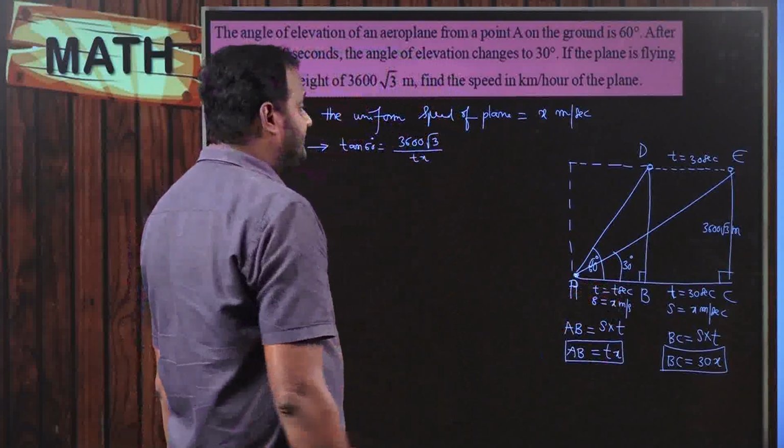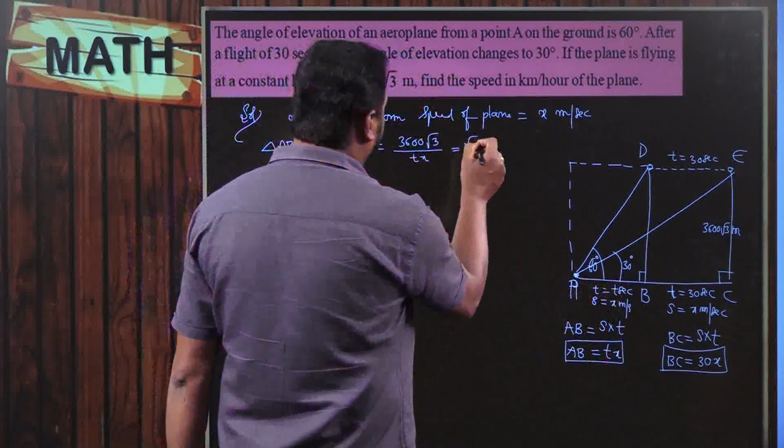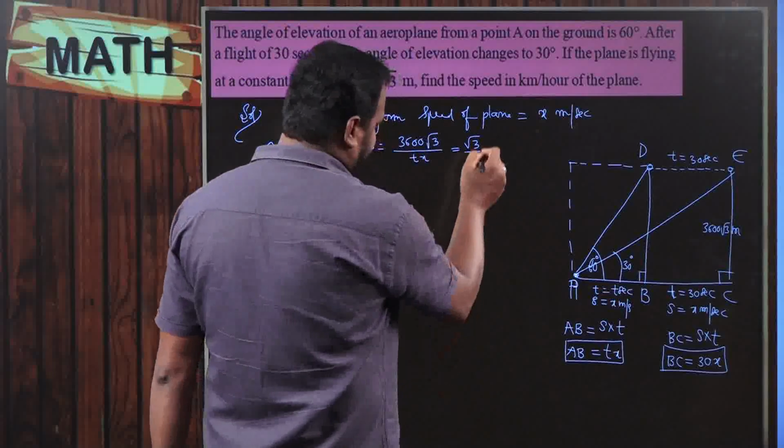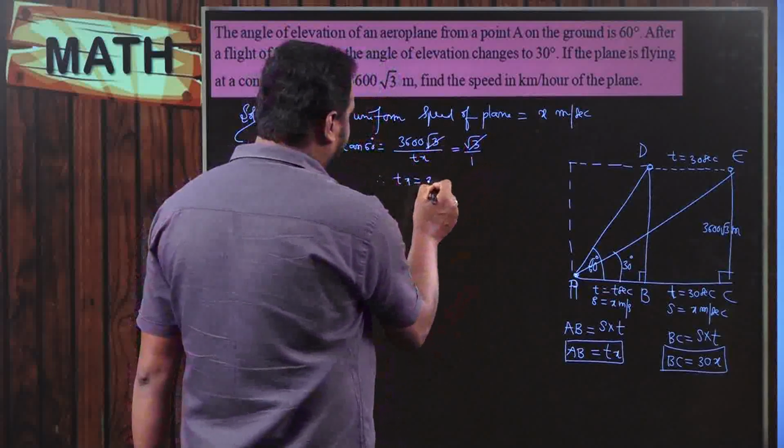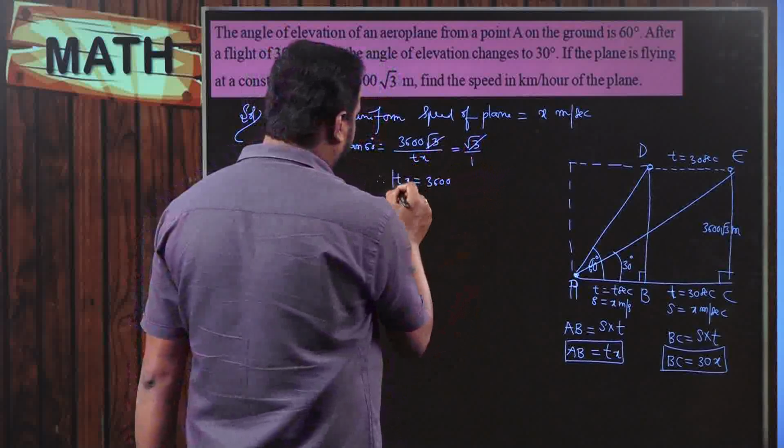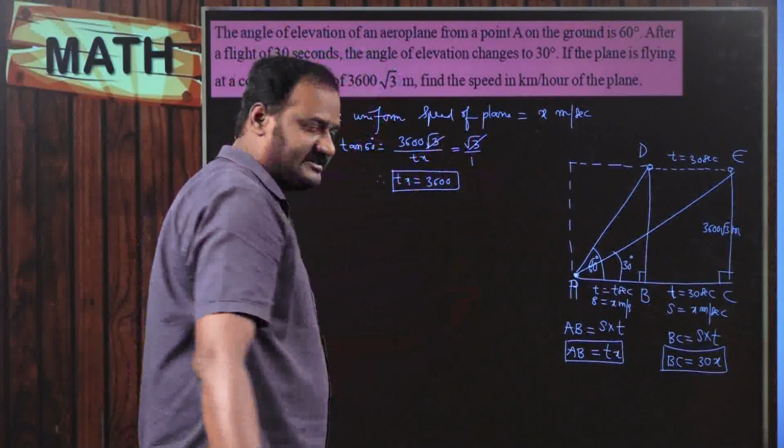So what is the value of tan 60? Tan 60 is equal to root 3 divided by 1. Can I cancel root 3 and root 3? Therefore the value of Tx is going to be 3600. That is the value of Tx.